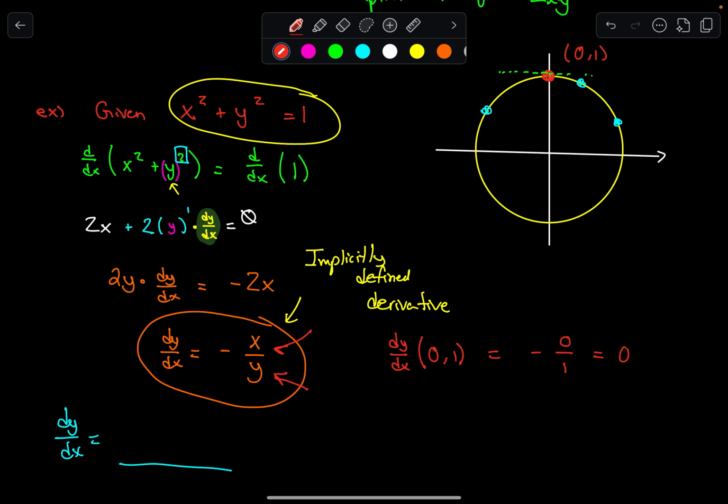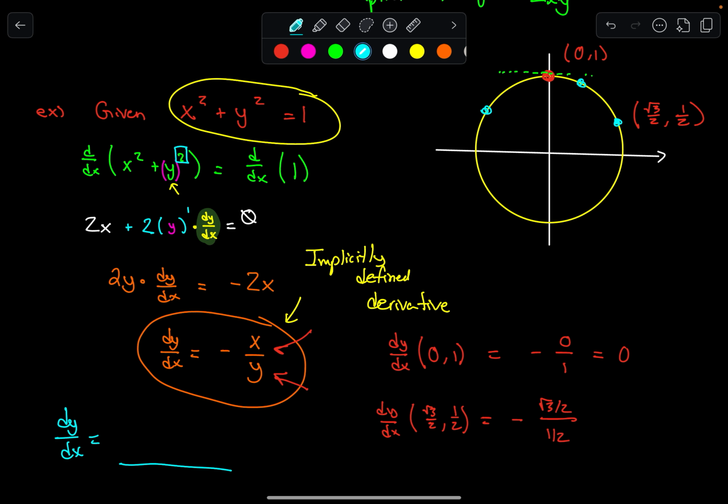I could evaluate it for another point on the unit circle, which is going to be root 3 over 2, comma 1/2. That's a point on the unit circle. And so we can calculate the slope at the point root 3 over 2, comma 1/2, no problem, because that's going to be negative. The x value is root 3 over 2, the y value is 1/2.